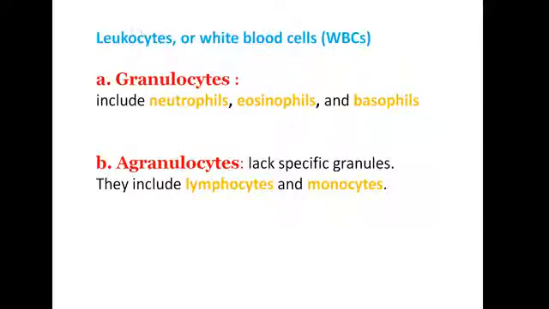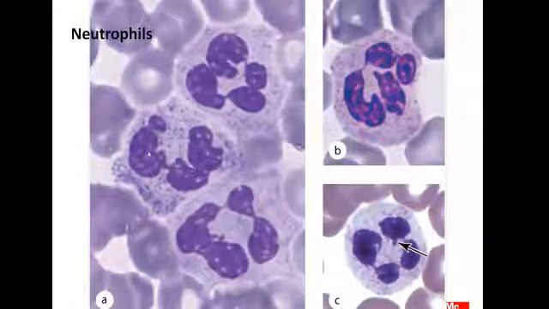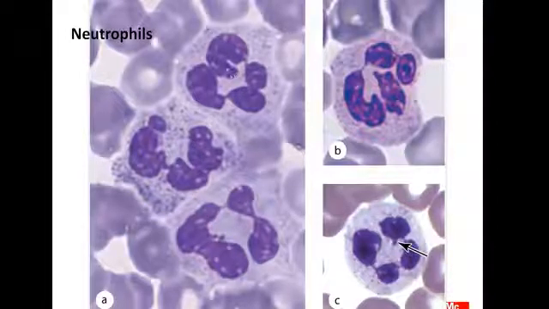The second formed element is the leukocyte, or white blood cell, which is represented by granulocytes and agranulocytes. Granulocytes include neutrophil, eosinophil, and basophil, while the agranulocytes, which lack specific granules, include lymphocyte and monocyte. This is the white blood cell neutrophil, with a multilobulated nucleus bound to each other by a thin thread of chromatin. This is the histological feature of a nucleus in a blood smear.